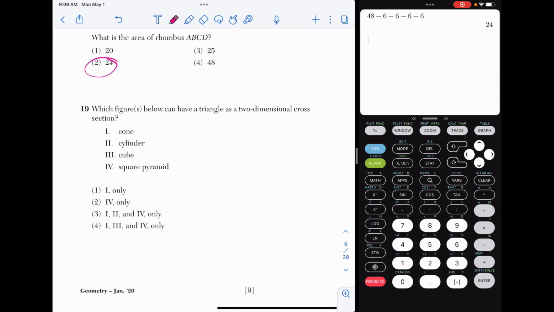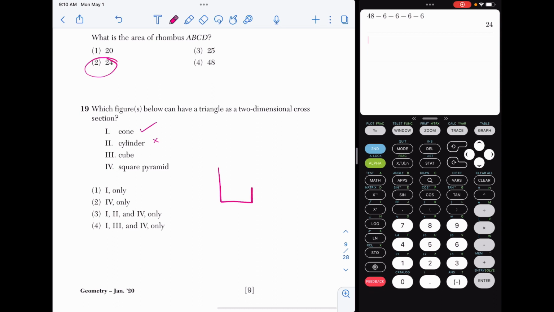19. Which figure or figures can have a triangle as a 2-dimensional cross-section? A cross-section is basically the shape that you get when you slice the object. So choice 1, a cone, definitely can give us a triangle because if we think about what it looks like from the front, it has a triangular shape. A cylinder doesn't have anything triangular about it though, so I don't think Roman numeral 2 is going to work. A cube might be misleading. You might think, oh, I can get squares.